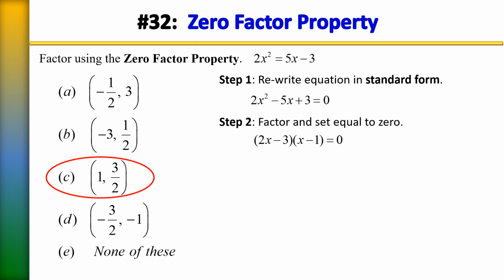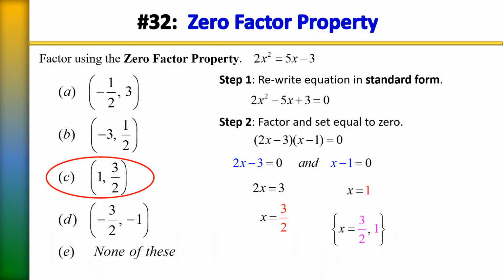So we can go ahead and factor that. Next, we're going to take each parentheses and set them equal to 0 and then solve for x. So with the first one, all I need to do is add 3 to each side, then divide by 2, and x equals 3/2. For the second one, all I need to do is simply add 1 to each side, and x equals 1. So my two solutions are 3/2 and 1.